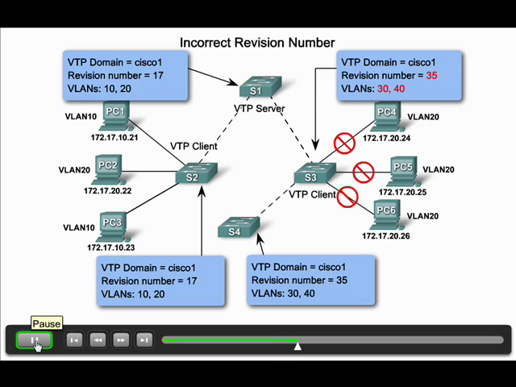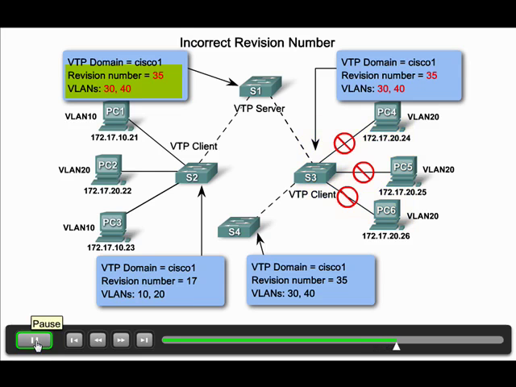As you can see, VTP advertisements with a revision number of 35 propagate through the network and delete VLANs 10 and 20 and replace them with VLANs 30 and 40. Any ports that were participating in VLANs 10 and 20 no longer belong to a VLAN and connectivity is lost.